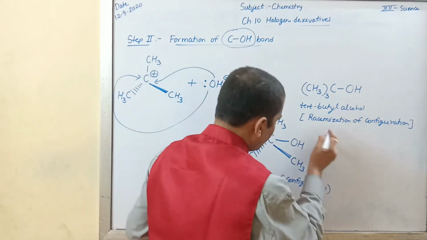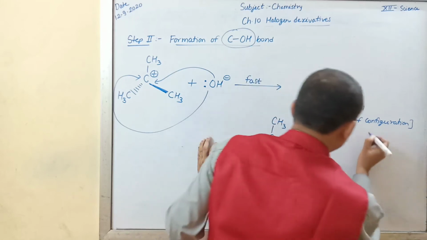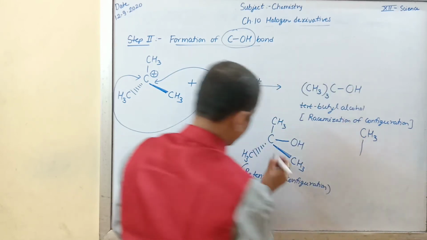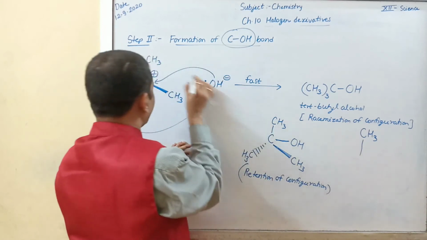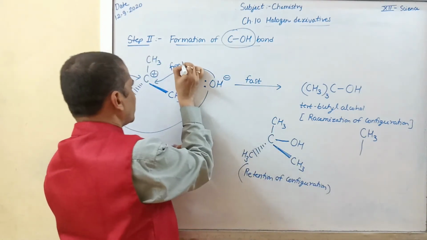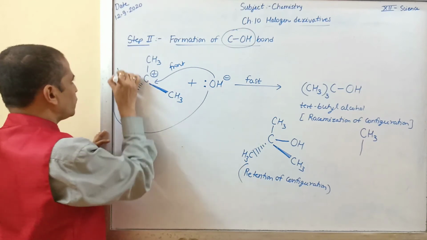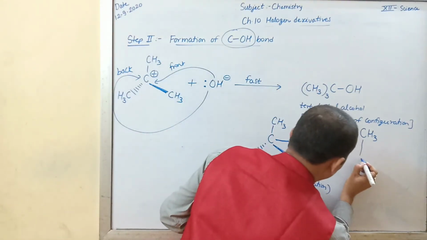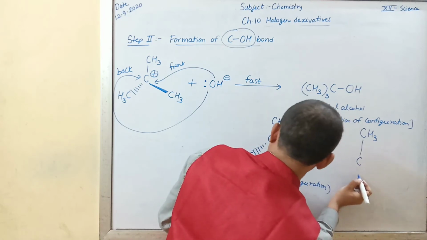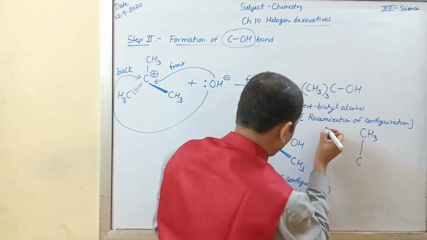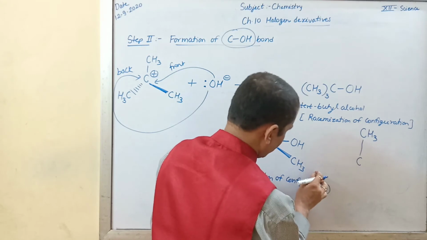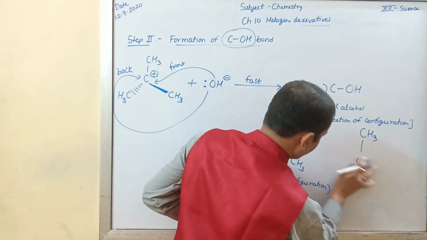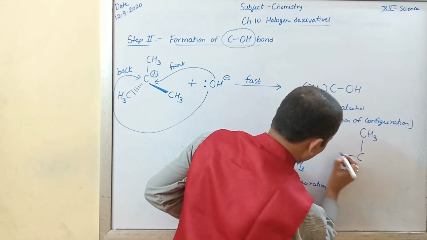Now if you put here a mirror, then what happens? You get different structures. CH3. See, it is possible when OH attacks from the front side. Now see what happens when OH attacks from the back side. Here you get the mirror image, and therefore that time OH comes to this side.